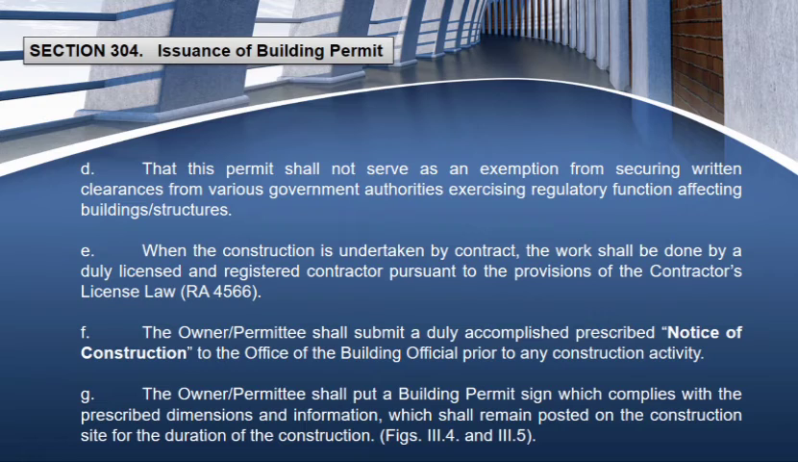Letter F. The owner or permittee shall submit a duly accomplished prescribed notice of construction to the office of the building official prior to any construction activity. Letter G. The owner or permittee shall put a building permit sign which complies with the prescribed dimensions and information, which shall remain posted on the construction site for the duration of the construction.